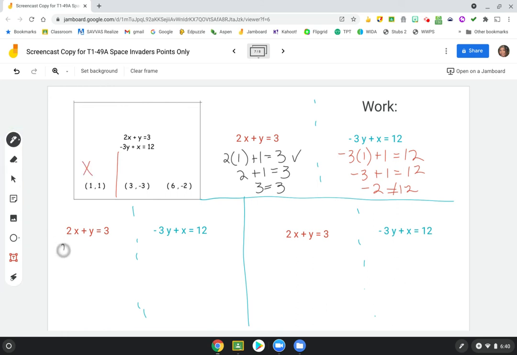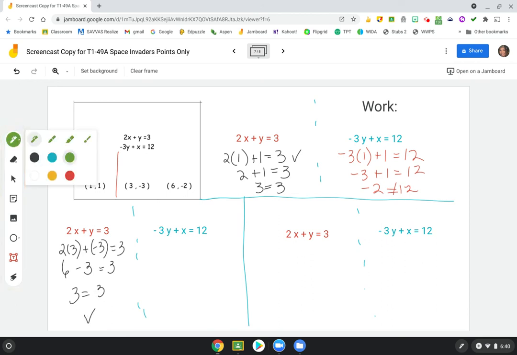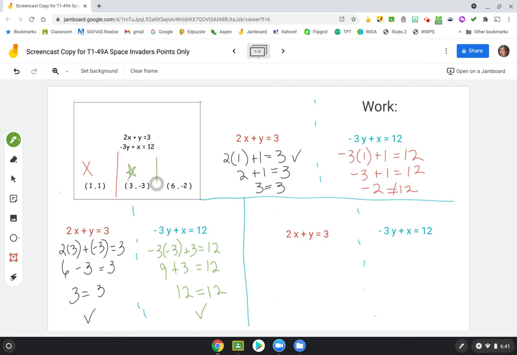Here, I have 2 times 3, which is 6, plus negative 3. So 6 minus 3 is actually equal to 3. So that means the point 3, negative 3 is on the first line. And let's see the second line. So I have negative 3 times negative 3, which is positive 9, plus 3. 9 plus 3 is actually equal to 12. So that means it looks like this is going to be the solution to our system.